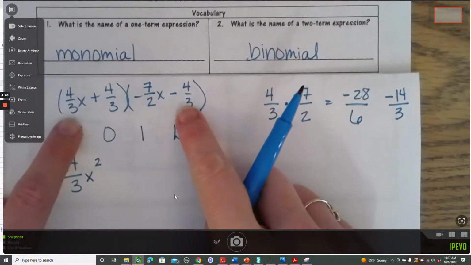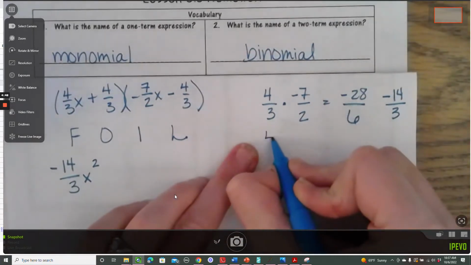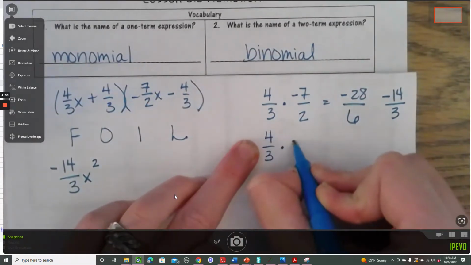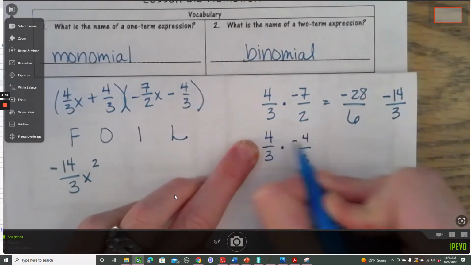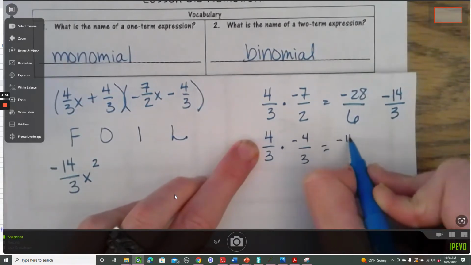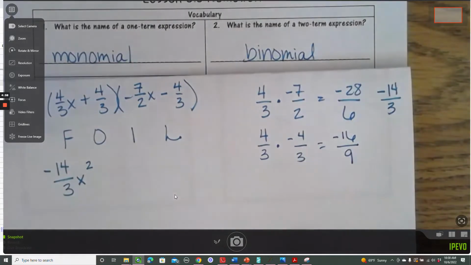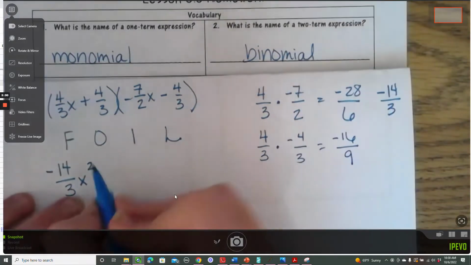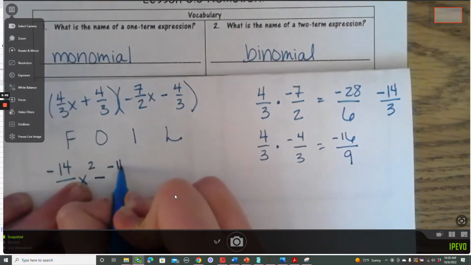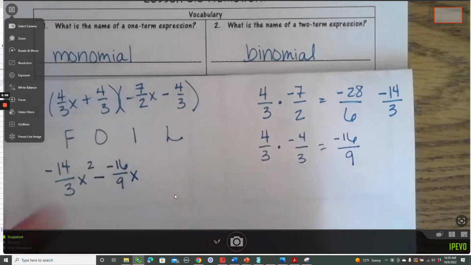Outside, 4/3 x times -4/3 is 4/3 times -4/3. 4 times -4 is -16. 3 times 3 is 9. Is there a common factor? You know what? I'm not going to worry about it right now, because I'm going to have to combine like terms anyway.